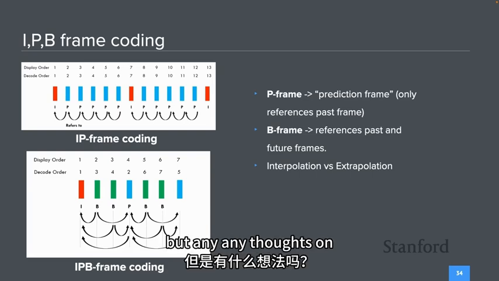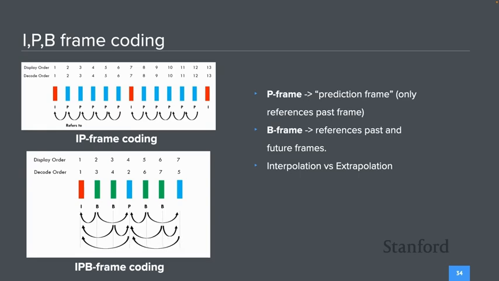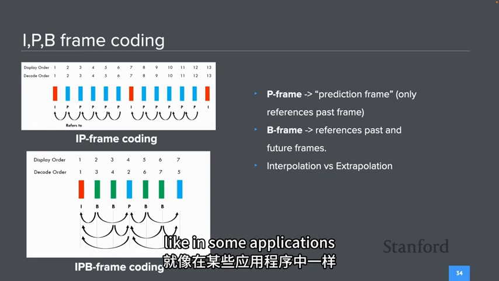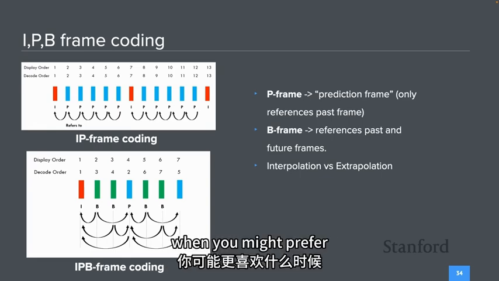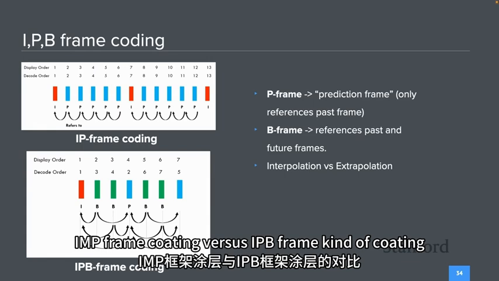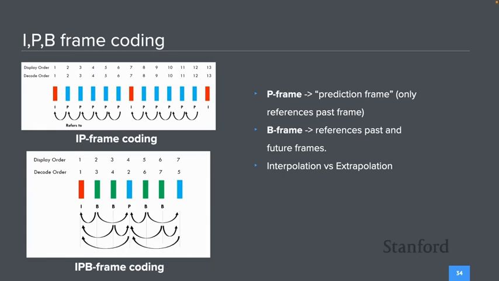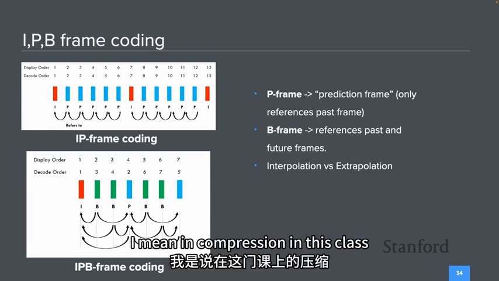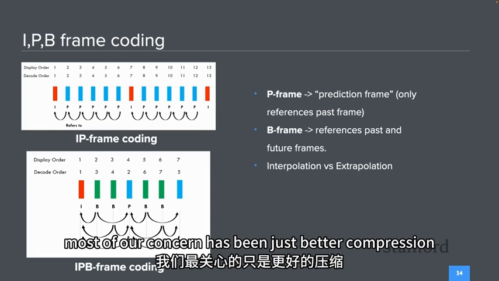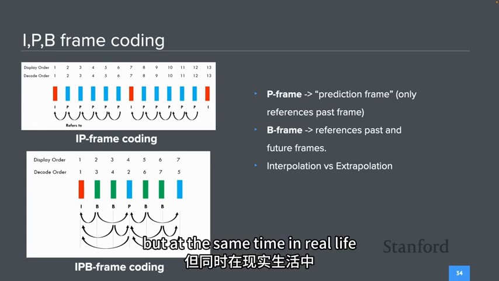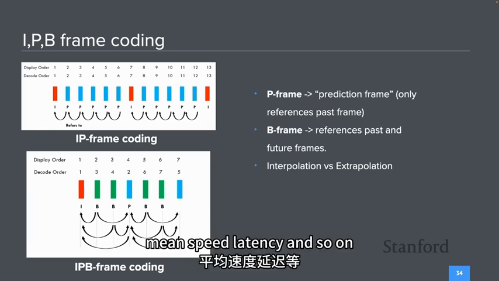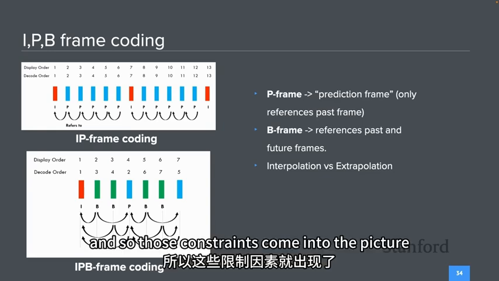But any thoughts on when you might want to use, in some cases, IPP frame coding might be better, in some applications? Any thoughts on when you might prefer IPP frame coding versus IPB frame coding? Yeah, okay, so the hint is that in compression, in this class, most of our concern has been just better compression, right? But at the same time, in real life, a lot of times there are other constraints like speed, latency, and so on.